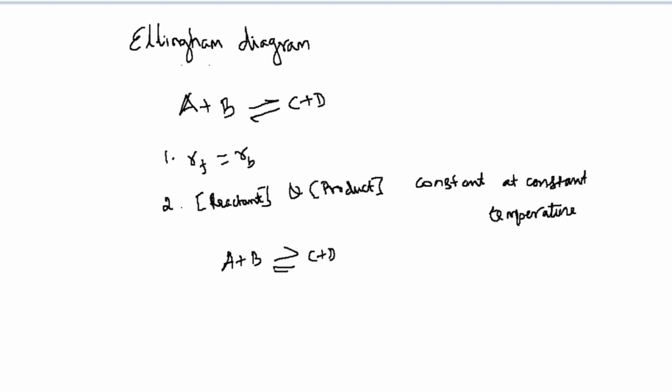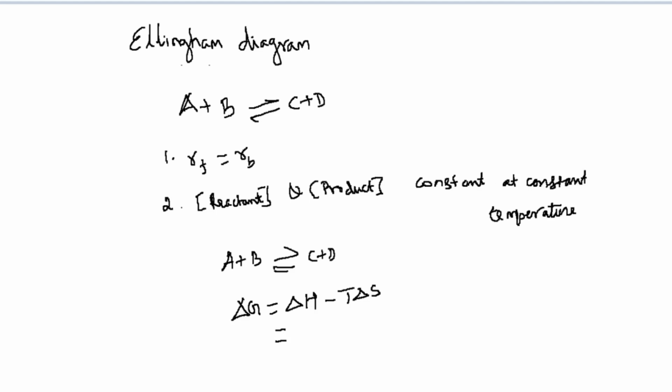Okay, next we shall see the thermodynamic parameters of an equilibrium reaction. So we shall take the Gibbs free energy change of a reaction. We shall write Gibbs free energy change as delta G is equal to delta H minus T delta S. So this is the free energy change of a chemical reaction.